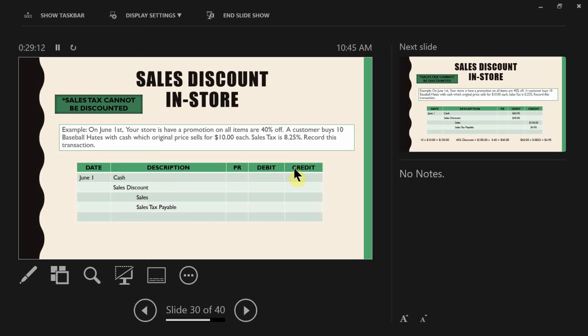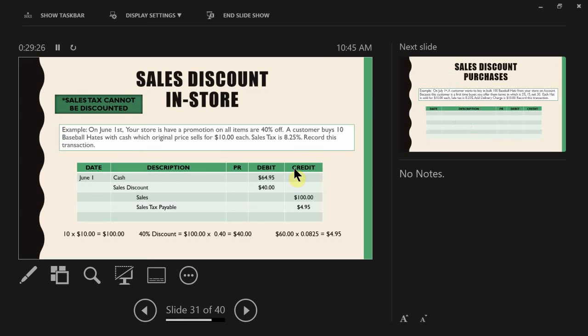So how do we actually calculate this? Let's take a look at the first one. We need to calculate what the actual total sales was. If you bought 10 baseball hats at $10 each, that's going to be $100. But because there's a 40% discount going on in your store, you're going to figure out what that 40% is off of those $100. So 40% of 100 is going to give you $40. That means you're going to be taking $40 off of the actual selling price, or $40 off of your total sales.